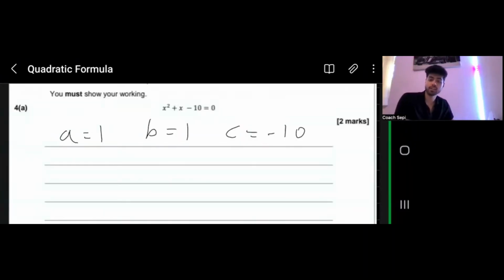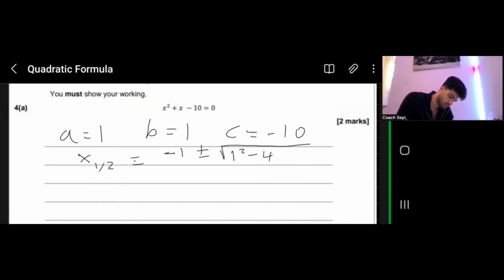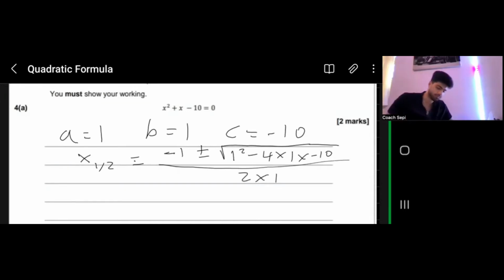Now we apply the quadratic formula. So x1 and 2 equals minus 1 plus minus square root 1 squared minus 4 times 1 times minus 10, all of it over 2 times 1.